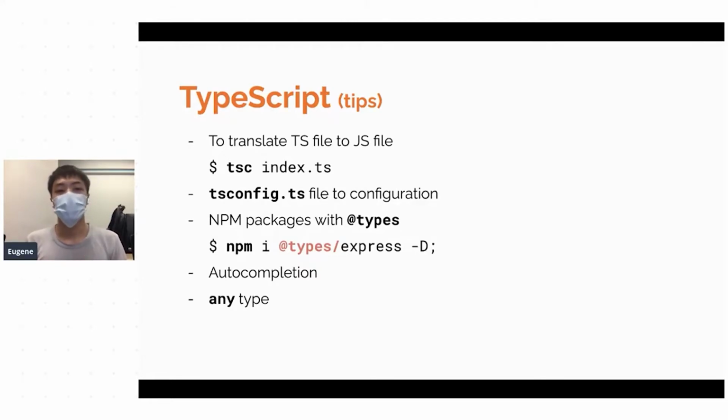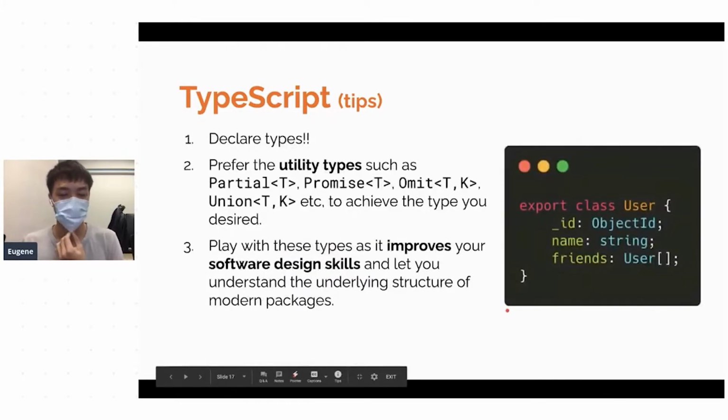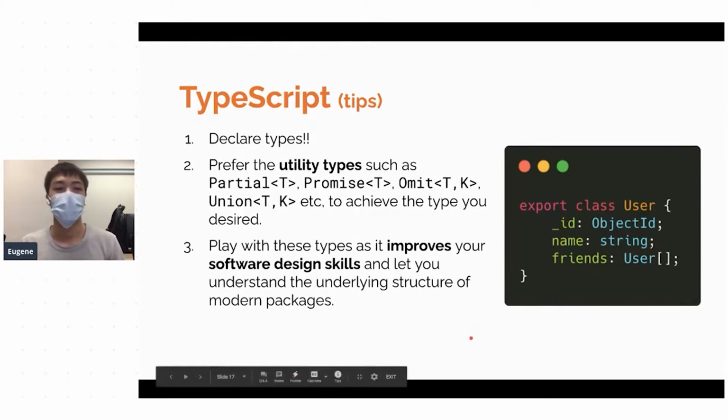In TypeScript, you can use a lot of auto-completion because all the types are clearly written. And if you're really not sure what type to use, just straight up use any. But I really don't recommend you to do this. In my personal view, I think you should try to declare your types as much as possible because it gives other developers a really good experience.